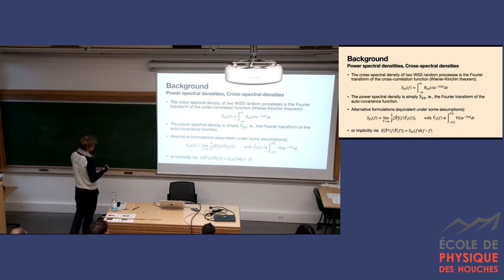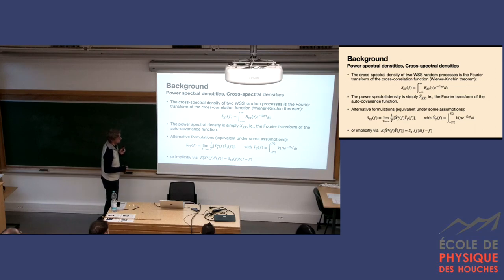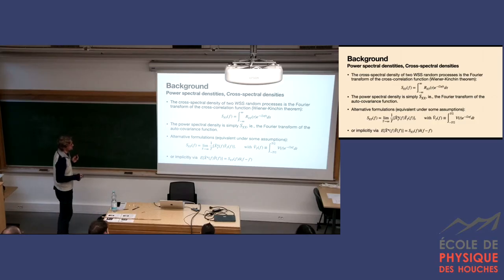And there's another one that's often used, especially in more theoretical texts, I feel, which is this one, that it's defined implicitly, that you take the expectation value of the Fourier transform of your data without any time windowing, and you can then show that it's equal to the power spectral density defined up here times the delta distribution. It's possible to show that these are all equivalent under some assumptions and some regularizations, which I will not go to in detail here.